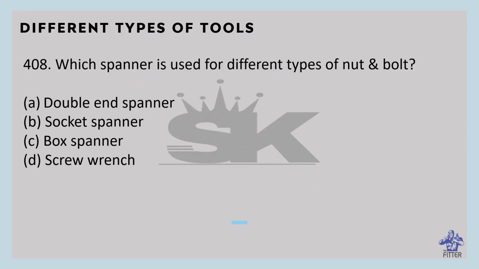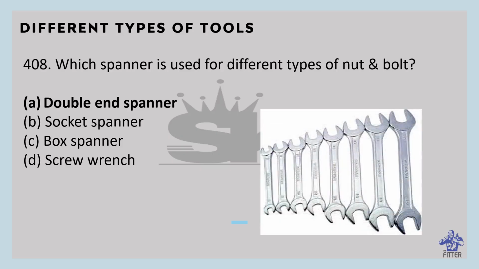Which spanner is used for different types of nut and bolt? That is double end spanners. You can see here in the image these are the double end spanners of different sizes. It is used for tightening and loosening of rotary fasteners such as nuts and bolts.